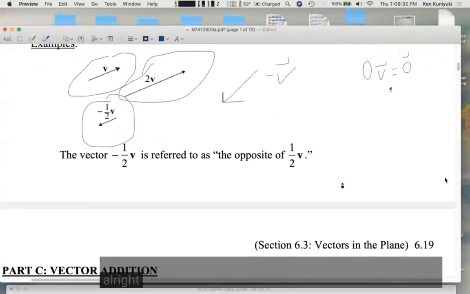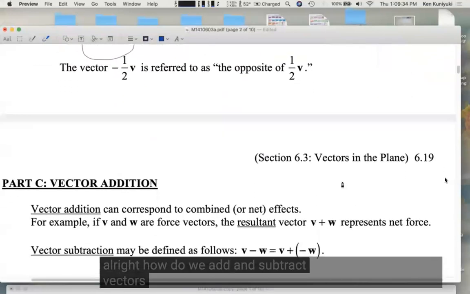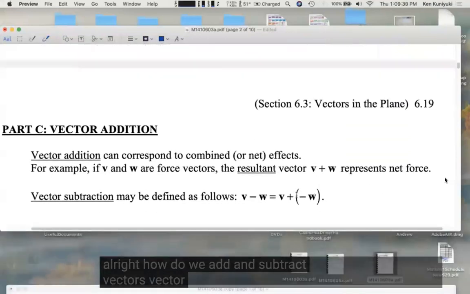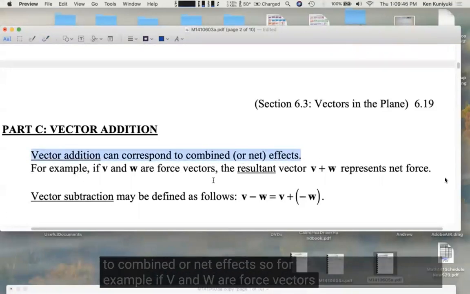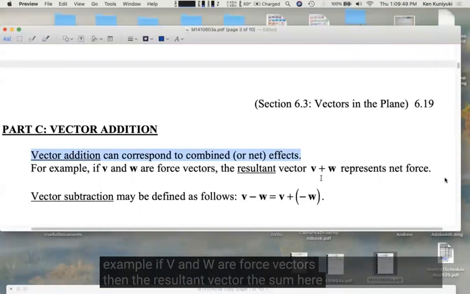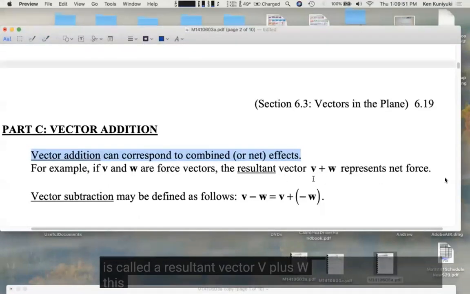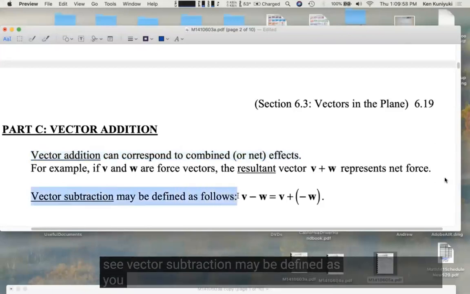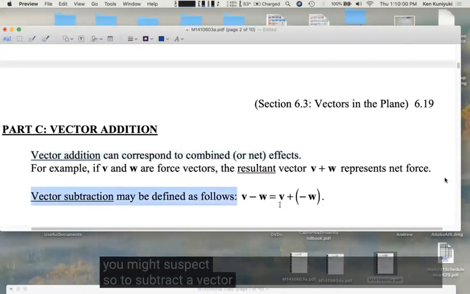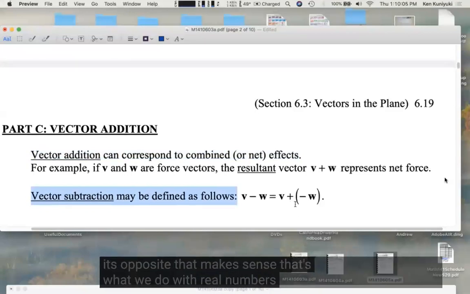All right. How do we add and subtract vectors? Vector addition can correspond to combined or net effects. So for example, if V and W are force vectors, then the sum, V plus W, is called a resultant vector, and this would represent net force, as we'll see. Vector subtraction may be defined as you might suspect. So to subtract a vector, you're adding its opposite. That makes sense. That's what we do with real numbers. You add the opposite.